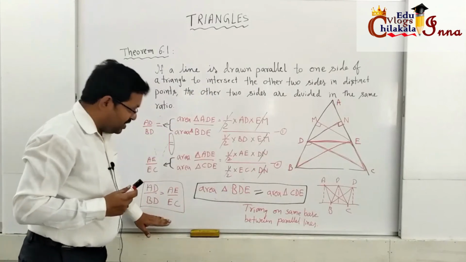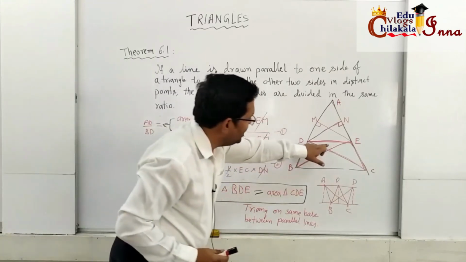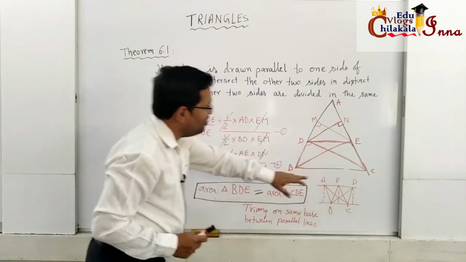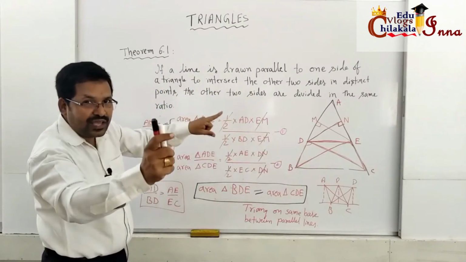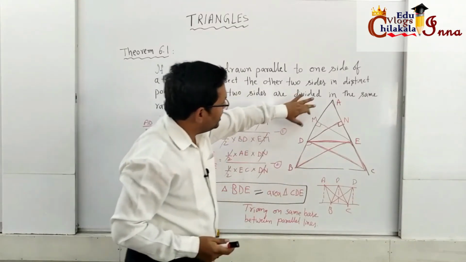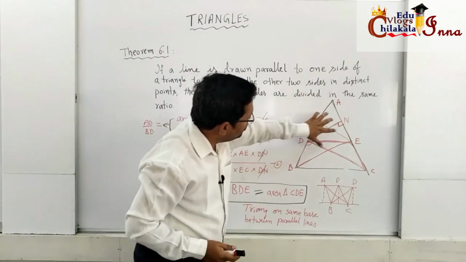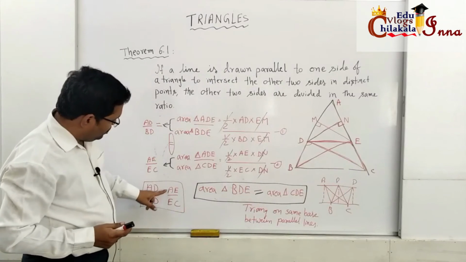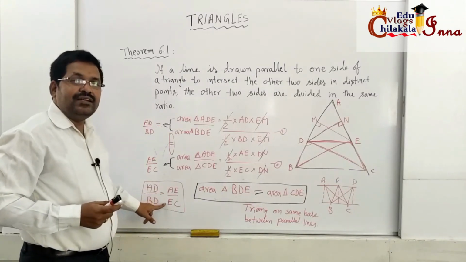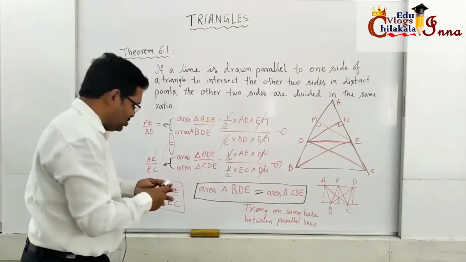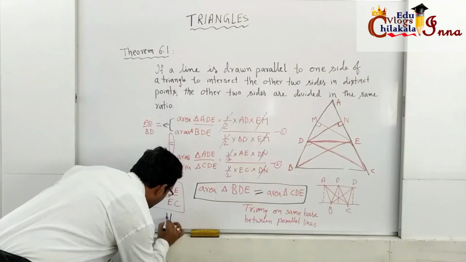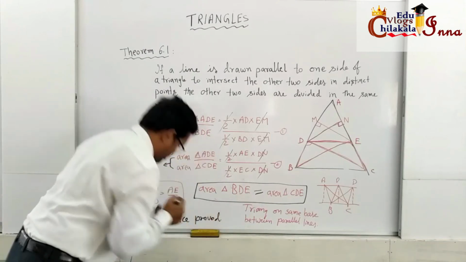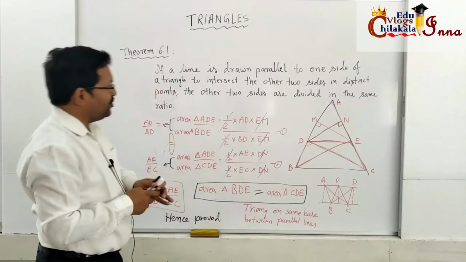So this is in a triangle. If there is a line DE that is parallel to BC, then this DE will divide the other two sides in equal proportion. That is, AD by DB is equal to AE by EC. Hence proved. So we have proved this theorem.